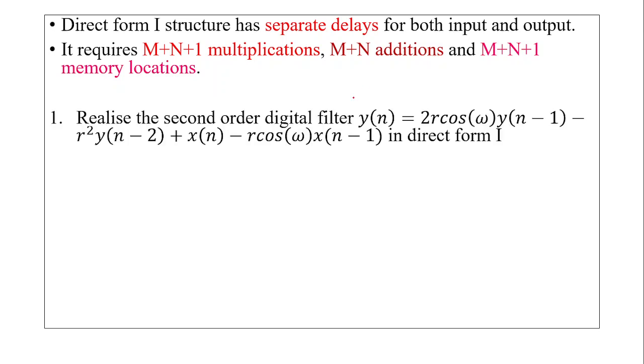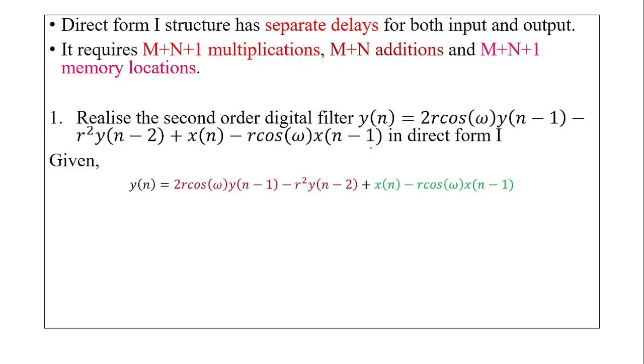So we can solve some problems here. Realize the second order digital filter y of n is equal to 2r cos omega y of n minus 1 minus r square y of n minus 2 plus x of n minus r cos omega x of n minus 1 in direct form 1. So in direct form 1, we have to get two equations, w of n is equal to something and y of n is equal to something, and then you have to draw the structure.